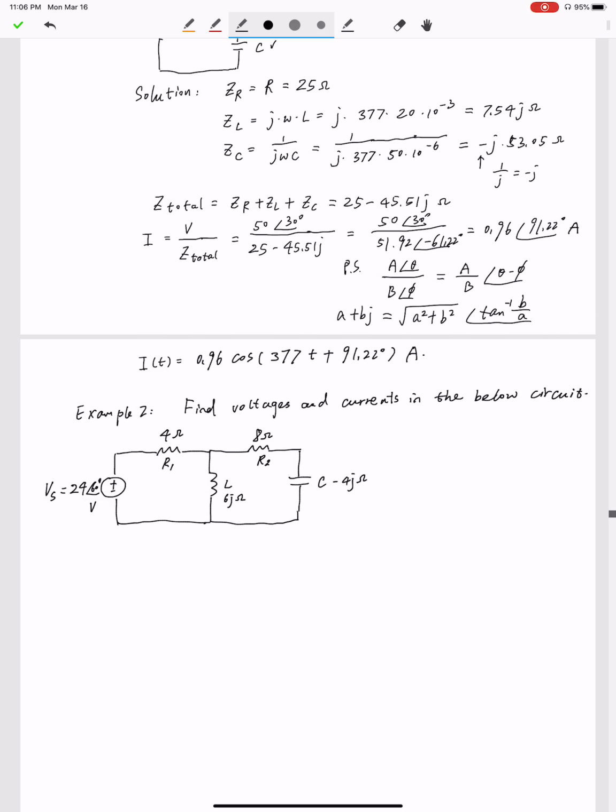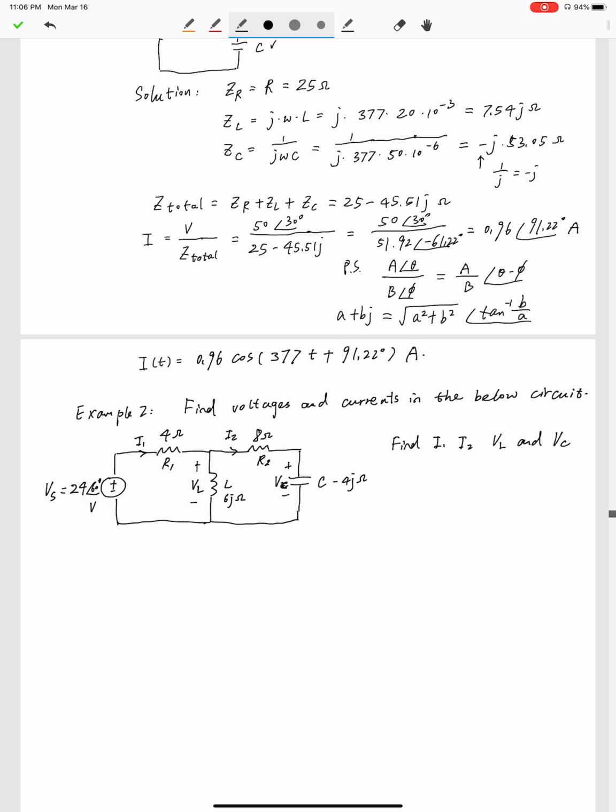And the voltage we want to find is the voltage across the inductor, which is named V1, and the voltage across the capacitor, which is named V2. Let's name them VL and VC. For currents, we want to find I1, which is the current flowing through R1, and I2, which is the current flowing through R2. So our goal is to find those variables: I1, I2, VL, and VC.